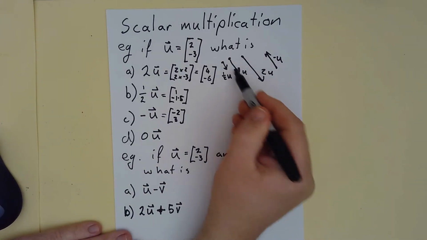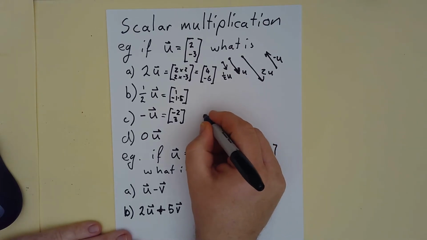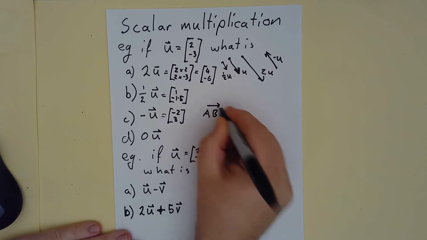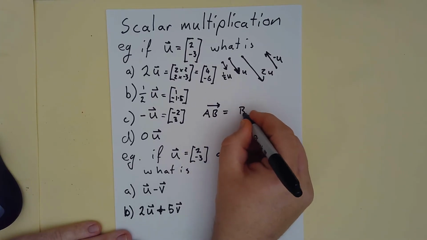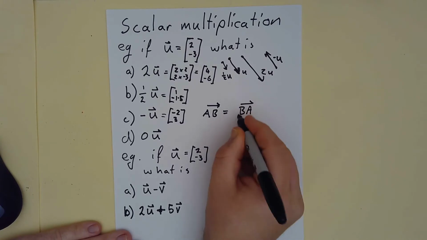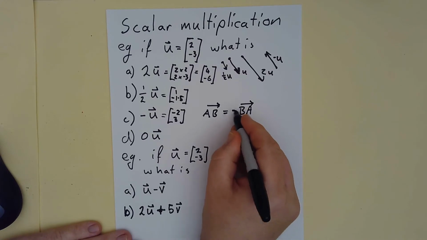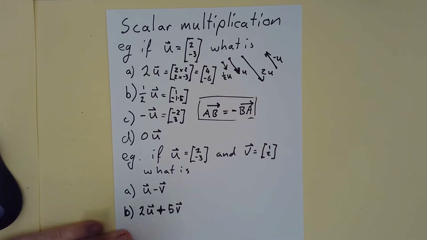And it's in fact exactly the same here. If I've got a vector going from A to B, then that's going to be exactly the same as my vector going from B to A, except in the opposite direction. And we know that we can do that now with a minus. So that's just a little aside that might be important later.